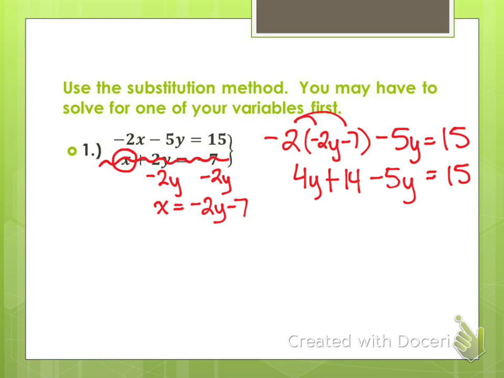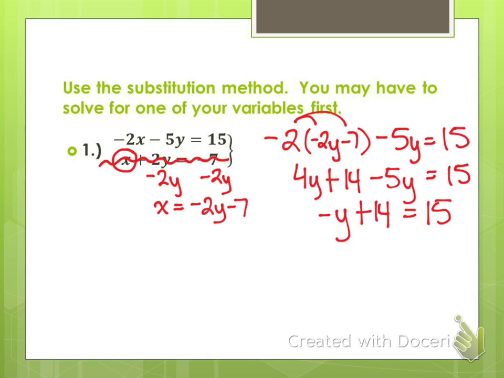Now I'm ready to combine like terms. Which terms can I combine? Natalie? Good. What does that give me? Anybody? Good. -1y, or just -y. There's still a plus 14 there. Remember, we can combine like terms as long as they are on the same side of the equal sign. They don't have to be right next to each other.